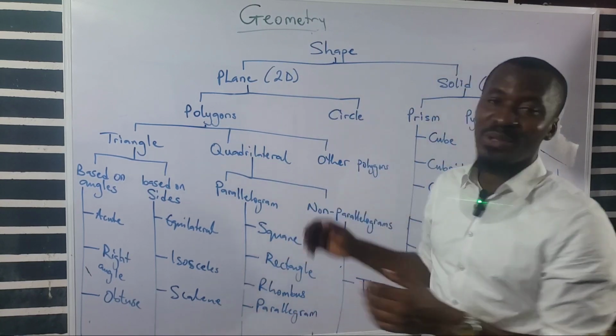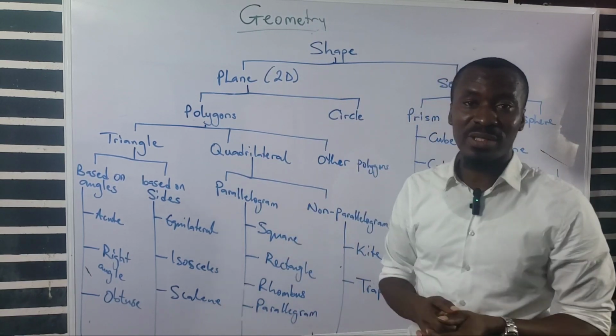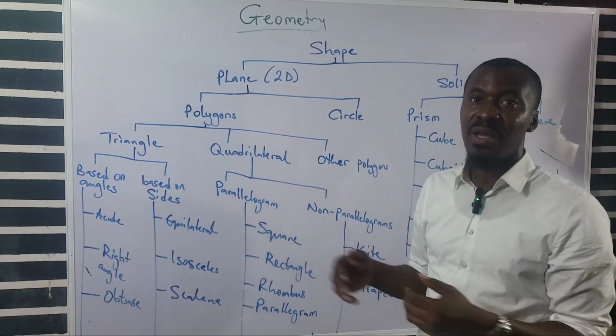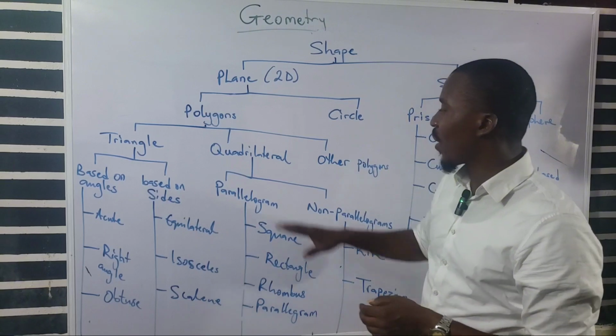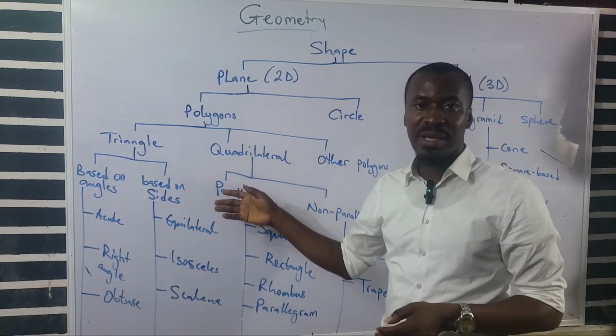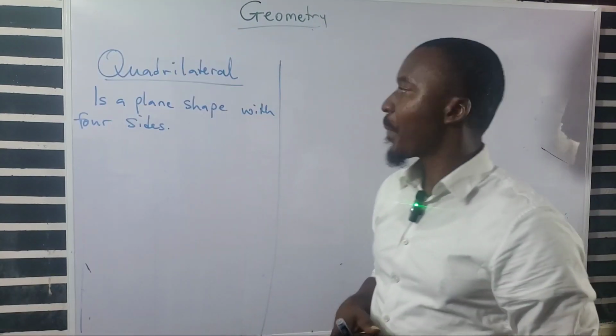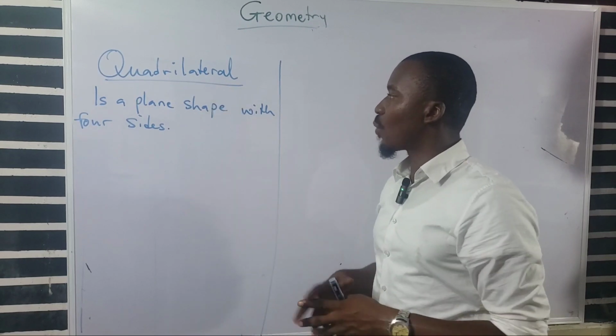This is not the only thing on geometry. Geometry has a lot, so this is just part of it. Okay, so we are going to take it one step at a time. So for the meantime, we are going to start with what? A quadrilateral. So we are starting with a quadrilateral.